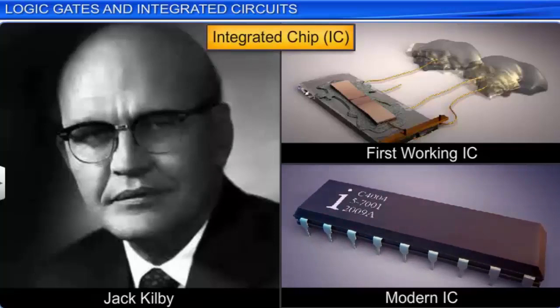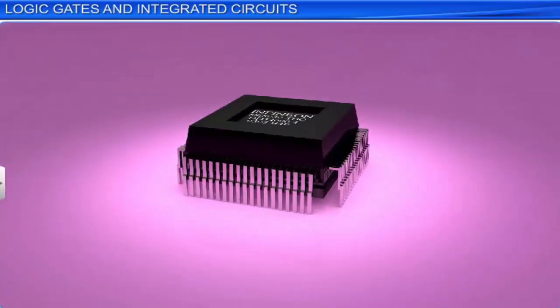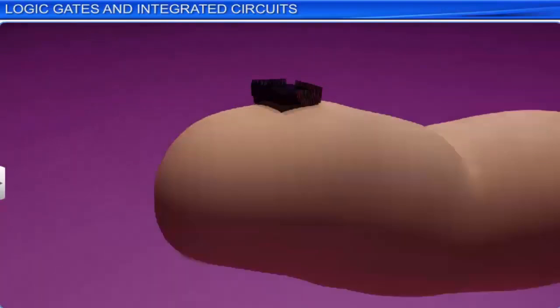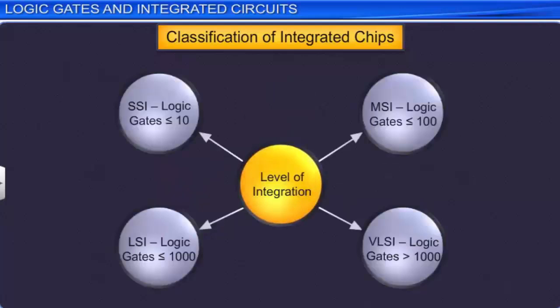The invention of ICs revolutionized the development of digital electronics, allowing increasingly complex circuits to be built onto increasingly smaller single semiconductor chips. Depending on the nature of the signal it can process, an IC can be an analog IC or a digital IC. A digital IC contains the logic gates we discussed before. Depending on the number of circuit components built on it, an IC can be classified as a small-scale integration IC, medium-scale integration IC, large-scale integration IC, or a very large-scale integration IC.